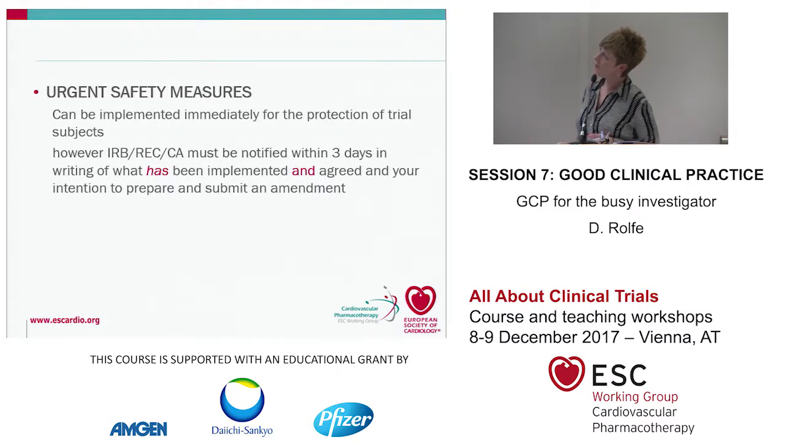So urgent safety measures, these can be implemented immediately for the protection of trial subjects. However, the Research Ethics Committee or the competent authority must be notified within 3 days in writing of what has been implemented. And this normally follows your immediate notification of them via telephone, and the 3-day time period is summarising what that conversation entailed and what was agreed. After that, and you've communicated those urgent safety measures to all of your collaborating PIs and sites, you must start thinking about preparing an amendment.